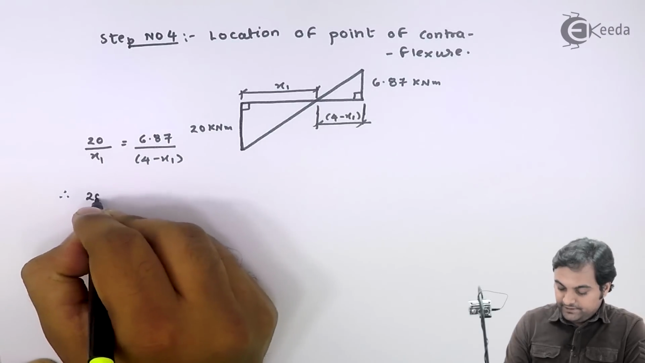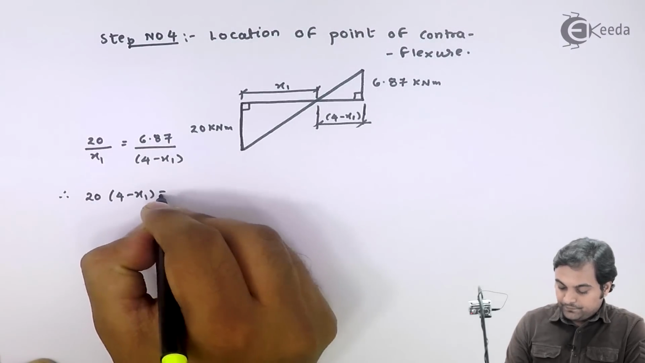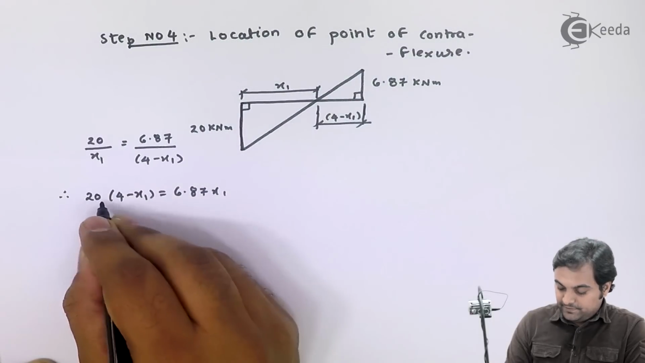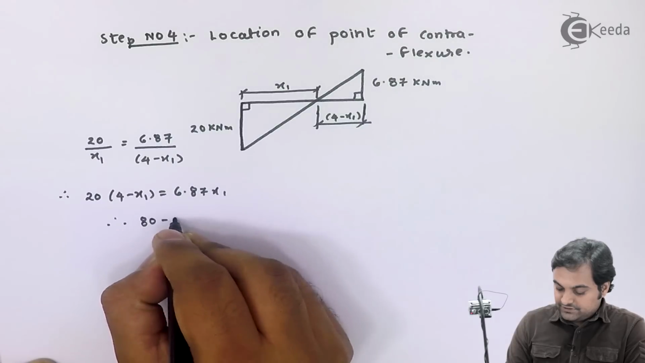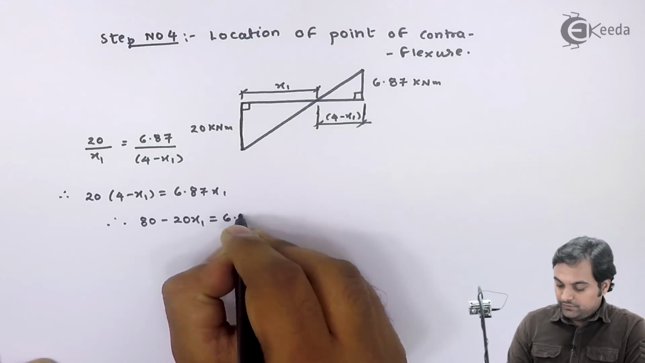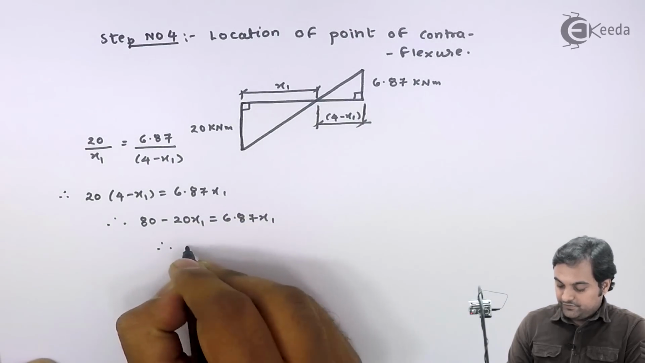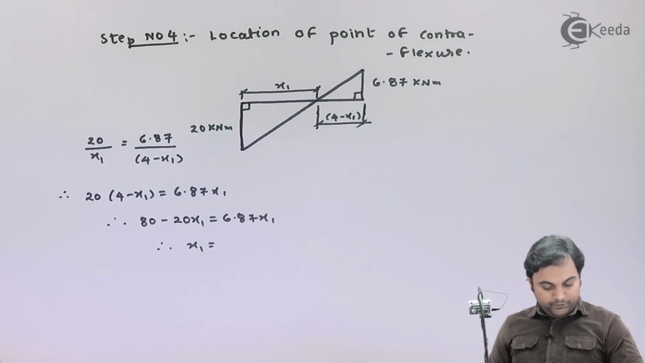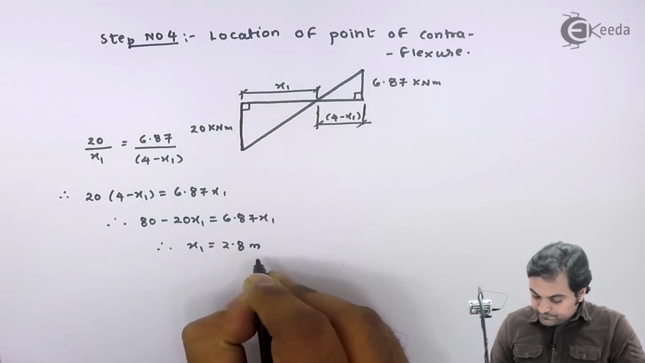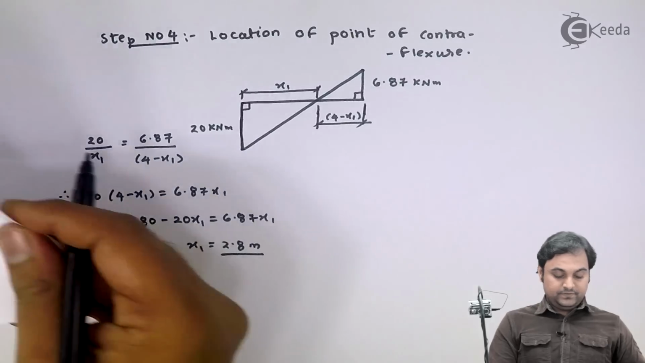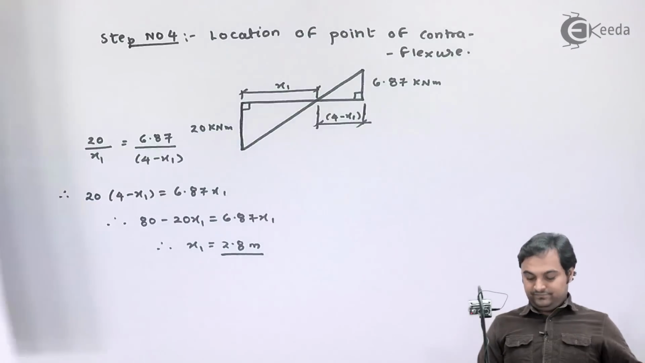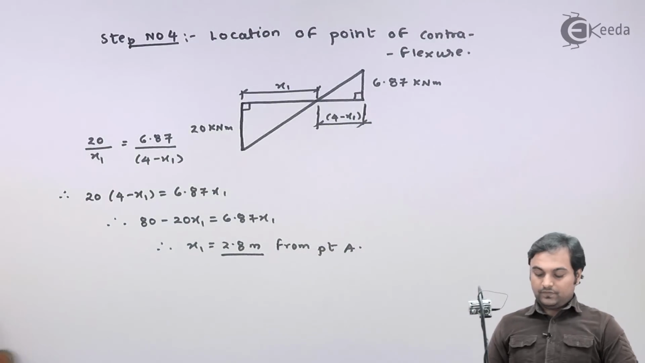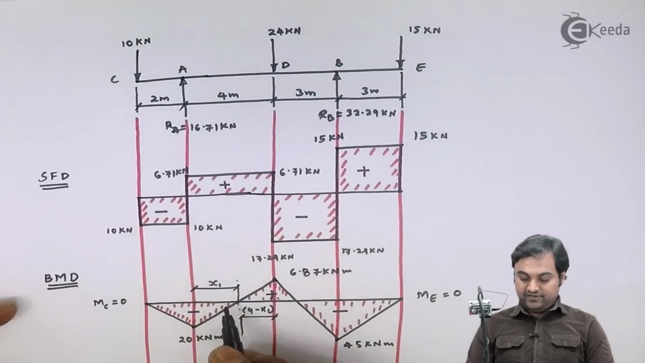Therefore I have 20 into 4 minus x1 is equal to 6.87 x1, and if I multiply, that becomes 80 minus 20 x1 is equal to 6.87 x1, and therefore x1 value, if I calculate, I will be getting as 2.8 meters. This 2.8 meter is from point A. So I have located the first point of contraflexure.